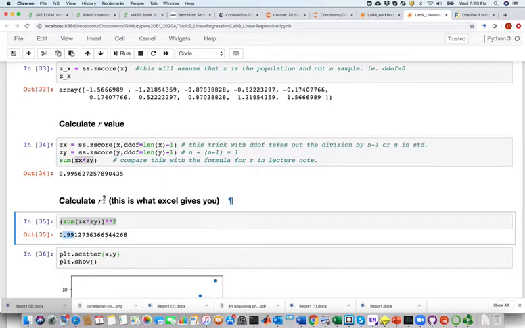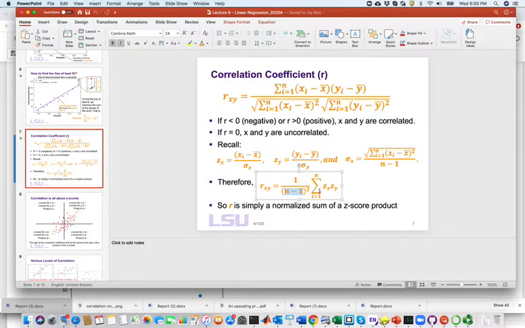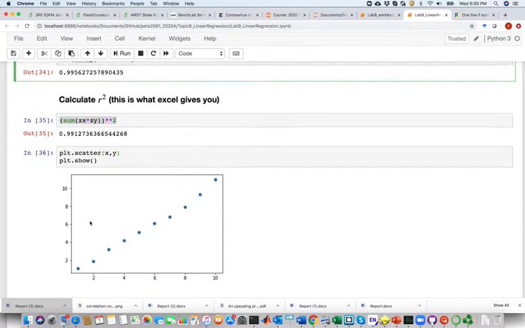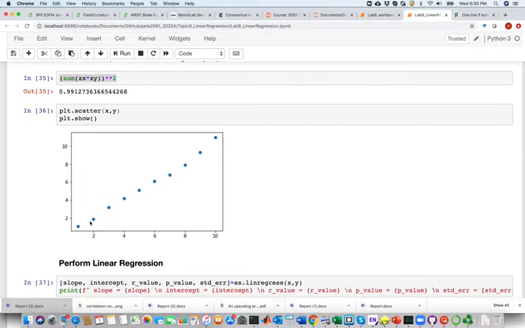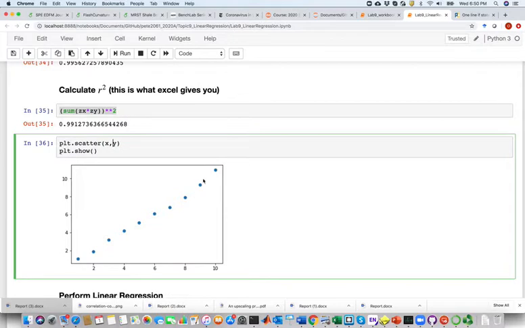So the R squared value is just the square of your correlation coefficient. And this equation is precisely this equation, right? Sum of zx times zy. Zx times zy, get the sum. And that's exactly how we calculate the correlation coefficient, and the square of that is your R squared value. And we can plot the x and the y, and this is what it looks like.